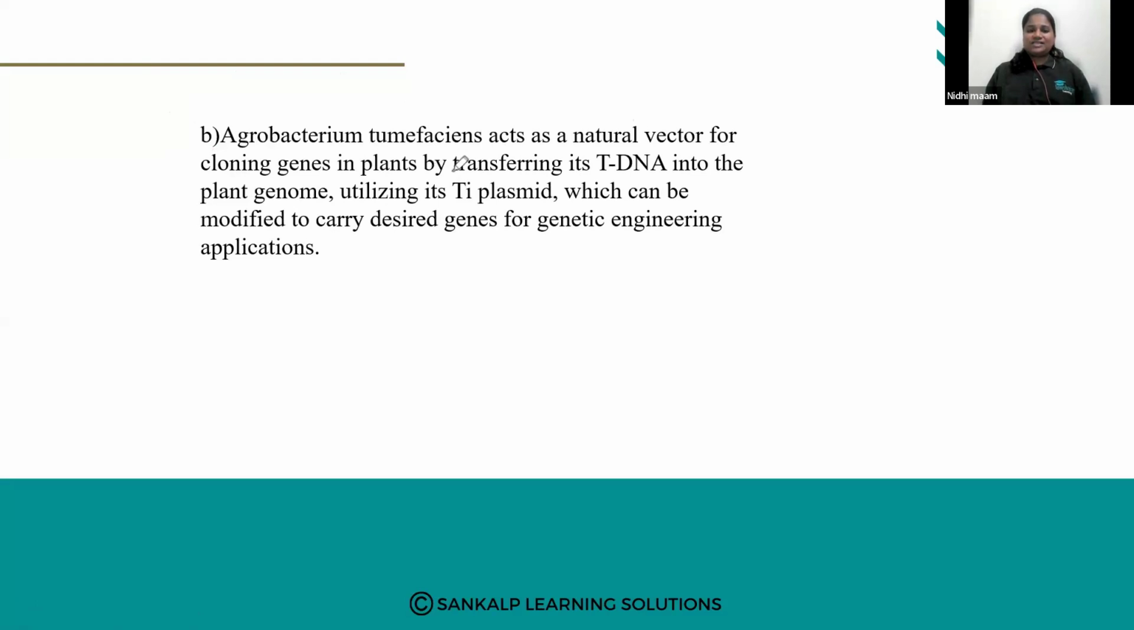Agrobacterium tumefaciens, actually it should be in italics or you should underline it. Okay, it acts as a natural vector, because it has a specialized plasmid which is called the T plasmid. What does it do? For cloning genes in plants by transferring its T DNA into the plant genome, right? So utilizing its T plasmid which can be modified to carry the desired gene.